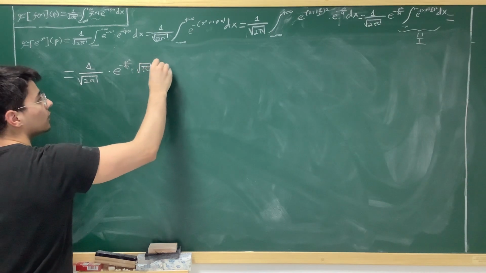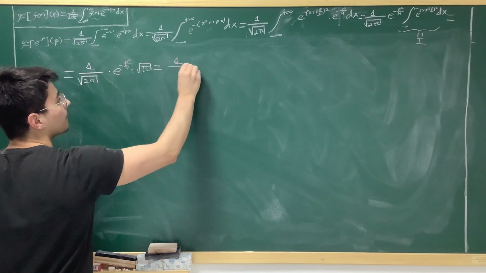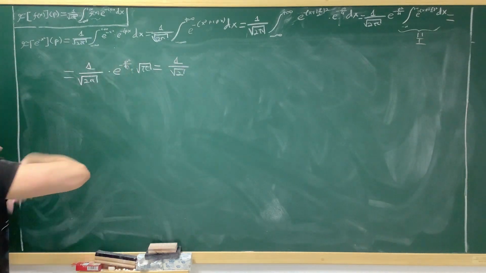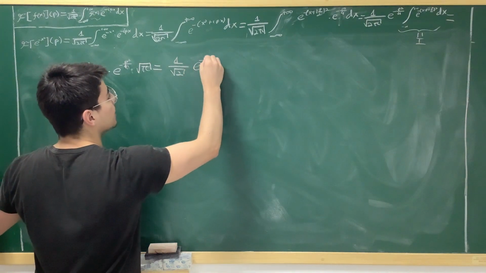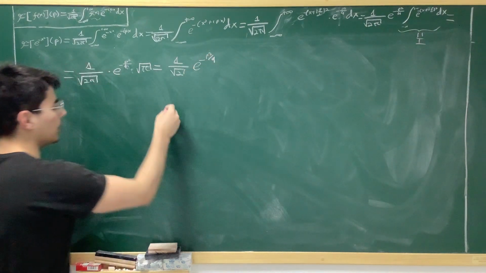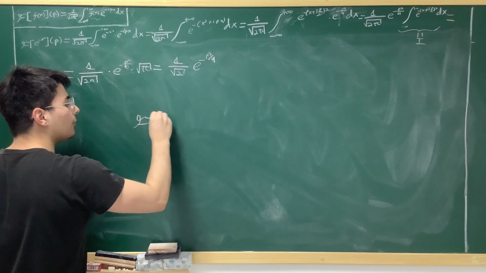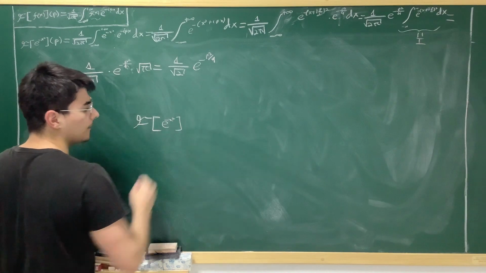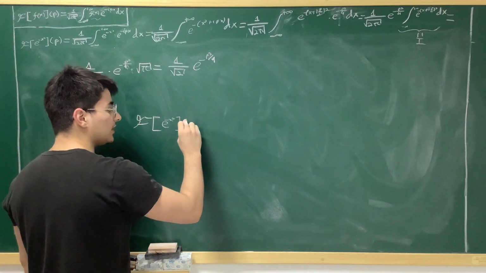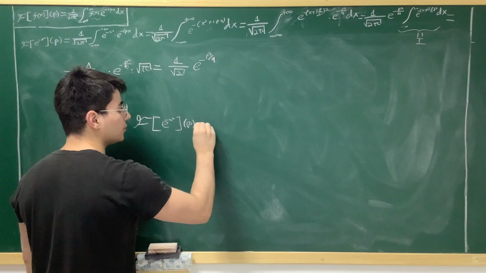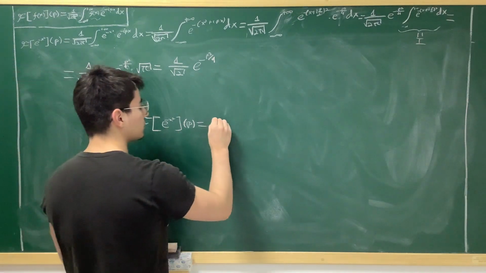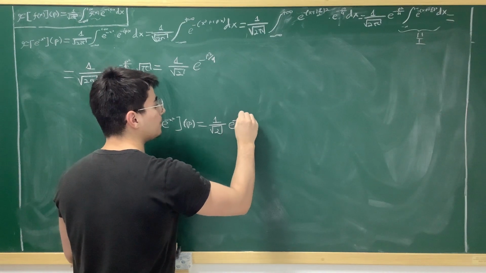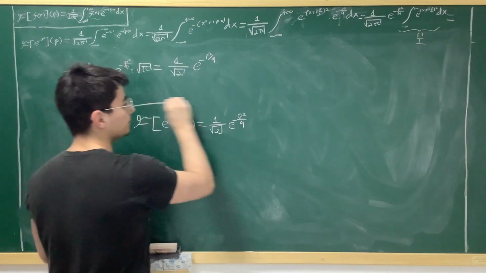So, our final answer would be 1 over square root of 2, right, because the square root of pi just cancels out, e to the minus p squared over 4. And writing it nicely here, the Fourier transform of the Gaussian function e to the minus x squared is a function in the p world, in the momentum representation, which is equal to 1 over square root of 2 e to the minus p squared over 4.